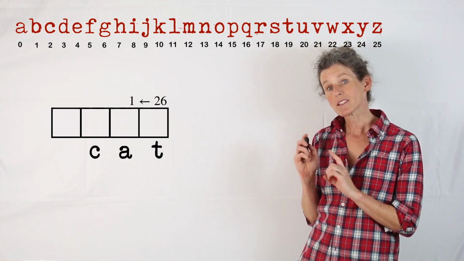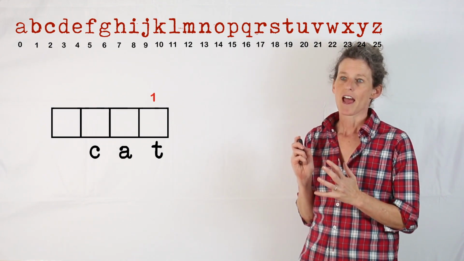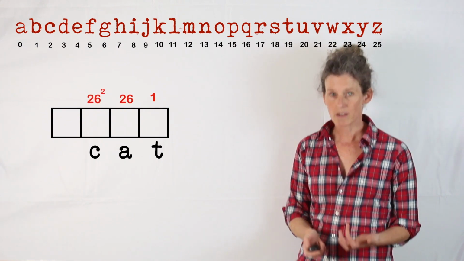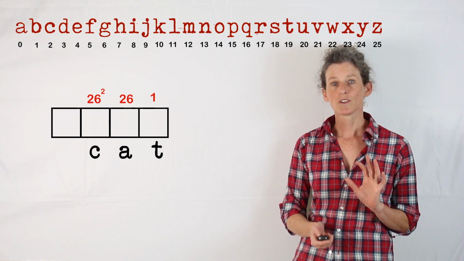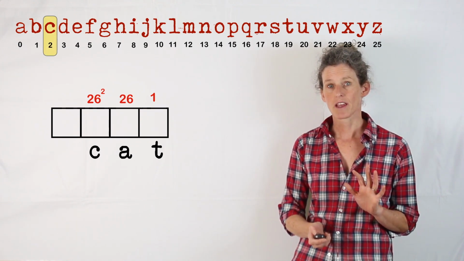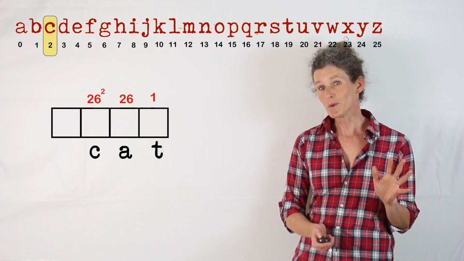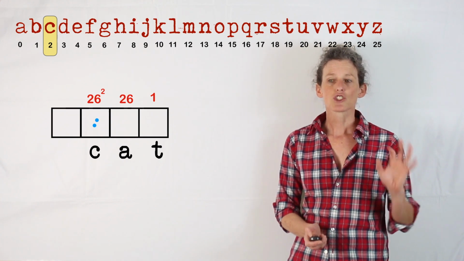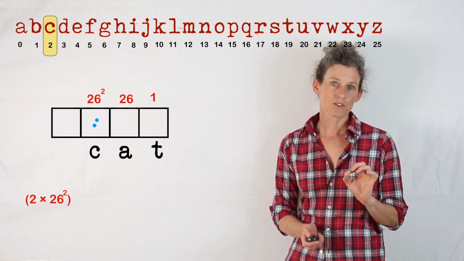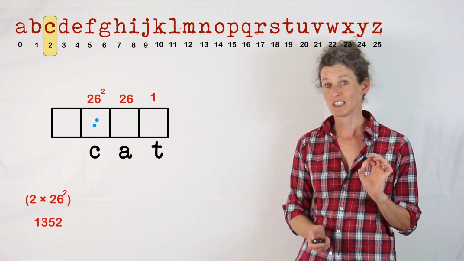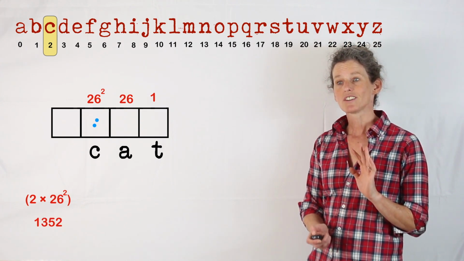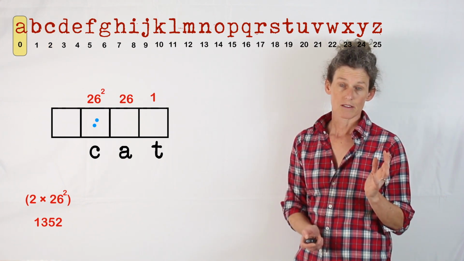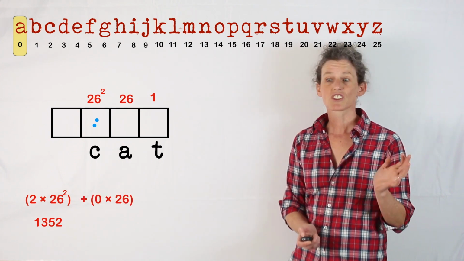So the first box is the ones column, or the ones box, and then we have the 26 box, and we have the 26 squared box. So we'll start with the symbol C. C has a value of 2, so I'm going to put 2 dots in this box. Now let's add up and see what that is. So we have 2 times 26 squared, which gives us 1,352. Now let's move on to the contribution of the A. The A is a 0, so I don't have to put any dots in that box. So 0 times 26 is just 0.